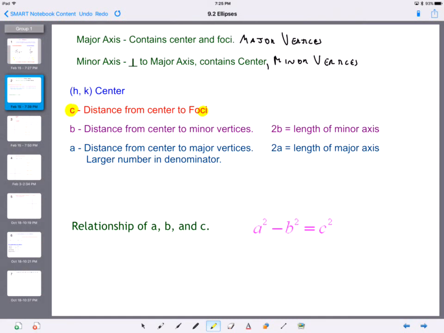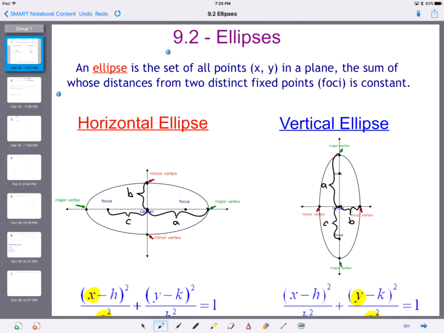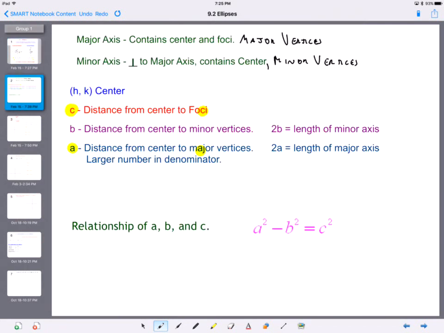B is the distance from the center to the minor vertices, and A is the distance from the center to the major vertices. Once again, major has the letter A in it, so just ways that students have remembered the difference between these. 2B is the length of the minor axis, and 2A is the length of the major axis. It's twice that, because remember, going back to the picture, the A value is only the distance from the center to the major vertex, so if you include the entire axis, it's twice that.